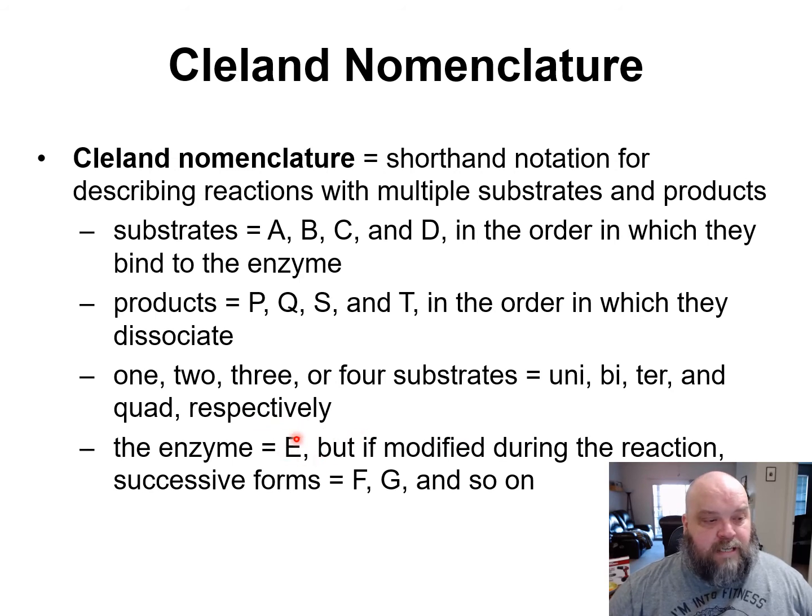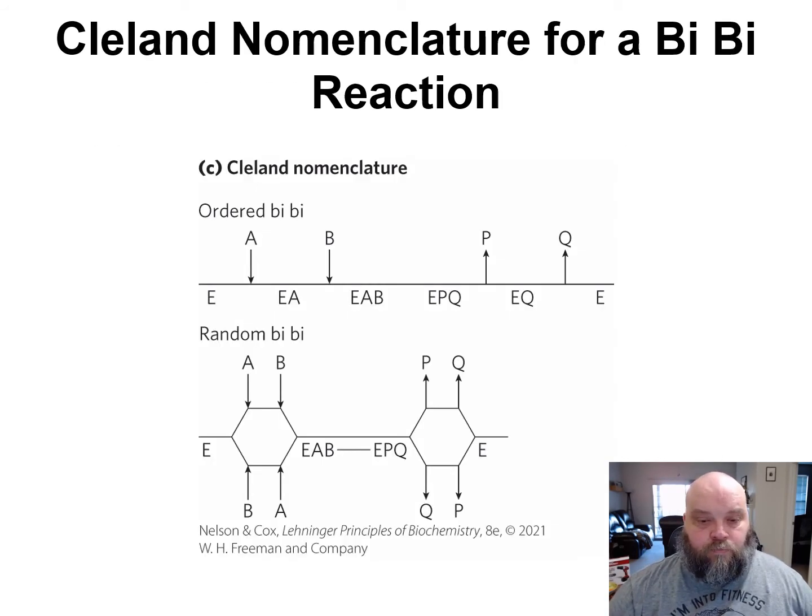We'll see that if the enzyme is modified during the reactions, remember previous slide, the E prime or anything like that, then it becomes F, then it becomes G, so on, as different things are occurring to it. So if you have what is referred to as a bi-bi reaction, enzyme E takes on A, becomes EA, brings in substrate B, you now have EAB. A and B get changed to PQ. P is the first to be released, Q is the second. Now you have the enzyme free, ready to do it all again.